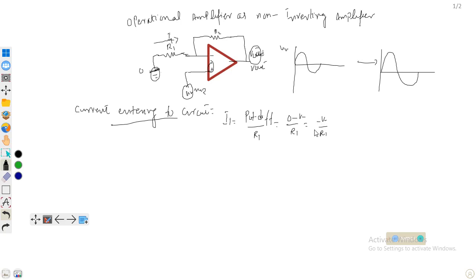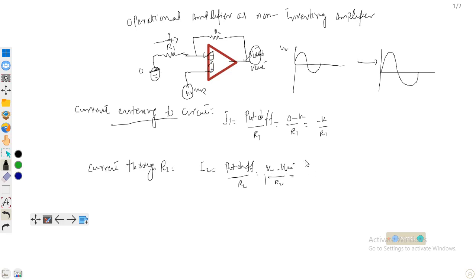Second, I2, the current through resistance R2, will be equal to the potential difference divided by that resistance. The potential difference is between the inverting terminal and the output terminal, so I2 is equal to V minus minus V output, over R2. This is the inverting terminal potential minus the output potential, divided by R2.